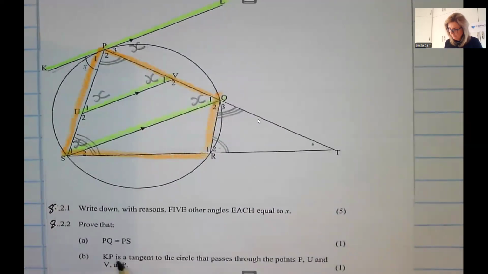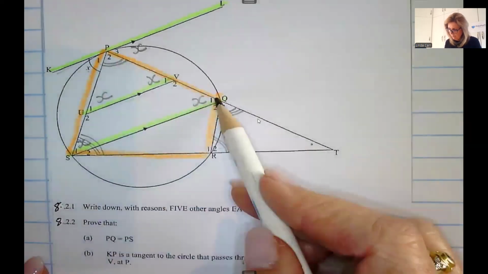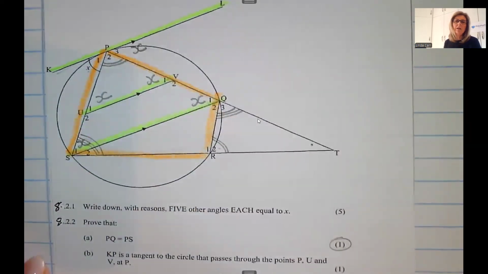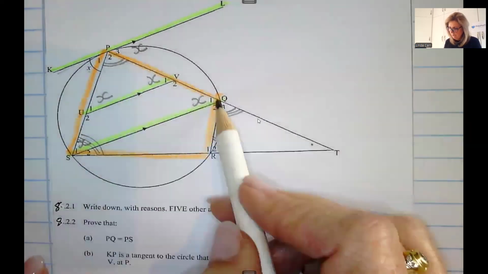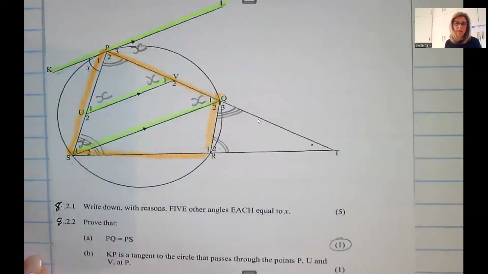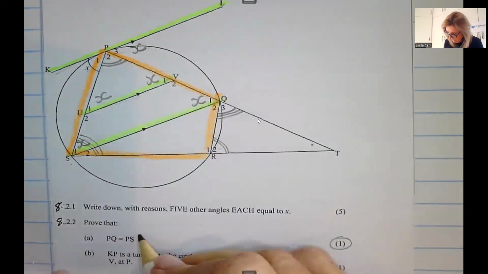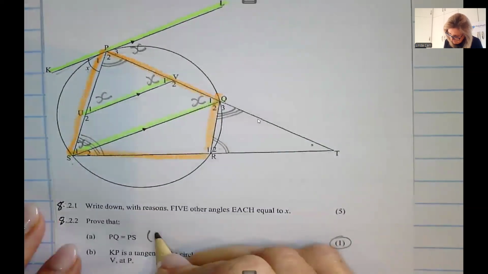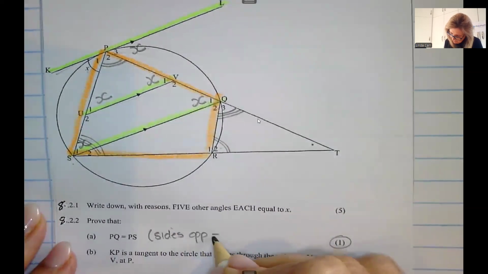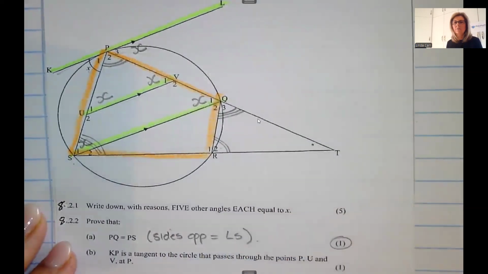Now they want me to prove that PQ is equal to PS. It's only for 1 mark, so it isn't even really a proof, it's just explain why. So PQ is equal to PS because Q1 is equal to S1, and therefore its sides opposite equal angles. So PQ is equal to PS because of sides opposite equal angles.